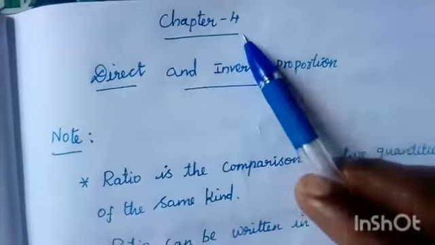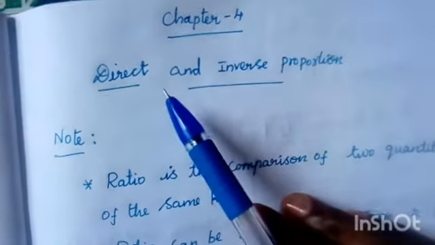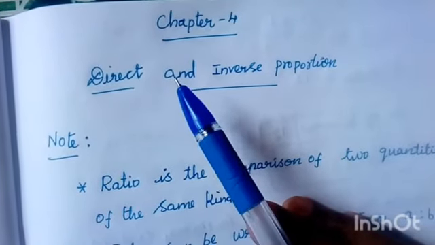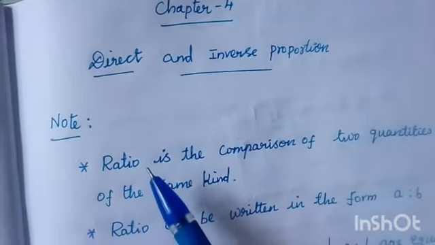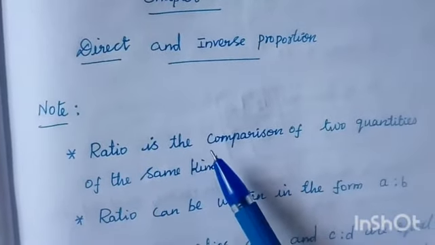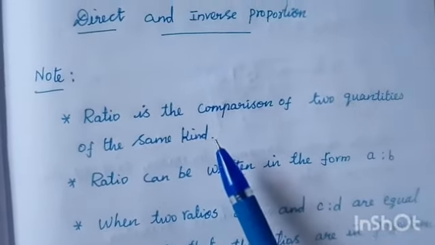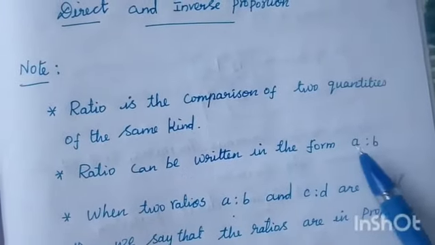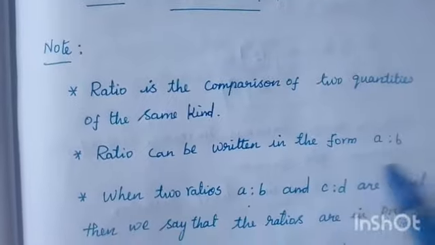Students, now chapter number 4, direct and inverse proportion. For this topic, first we have to recall some of the important topics that you learned in the 6th standard. That is ratio. Ratio is the comparison of two quantities of the same kind. Ratio can be written in the form A is to B. Do you remember ratio? A is to B.